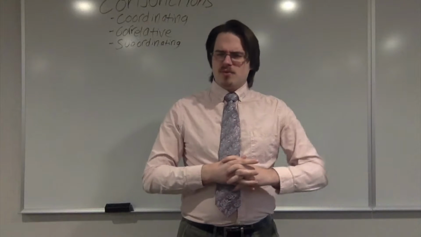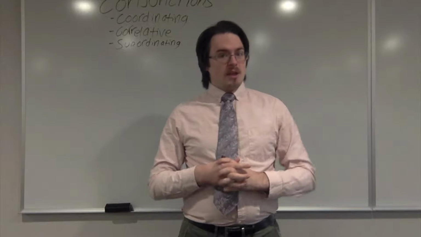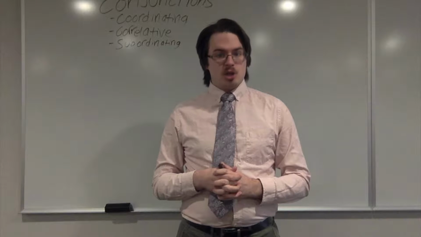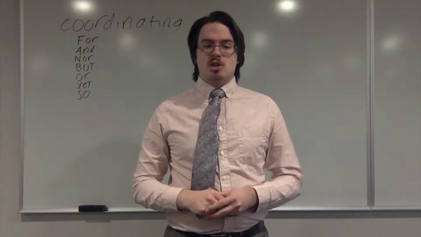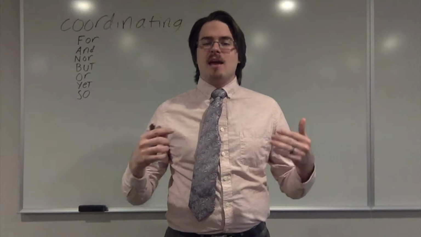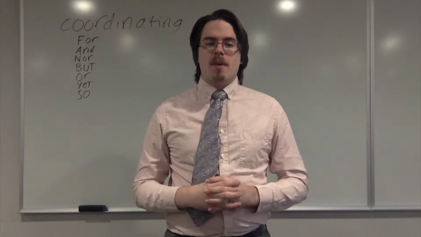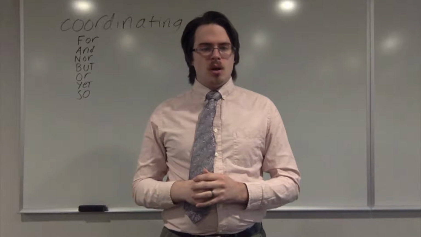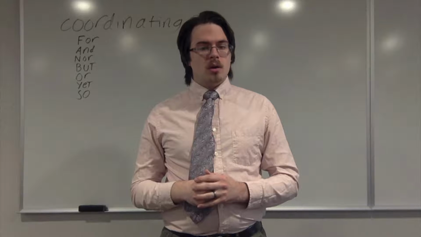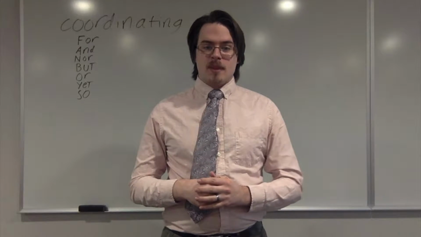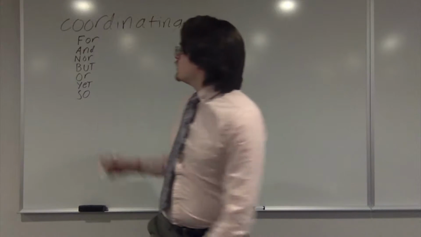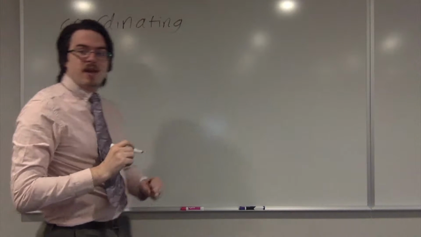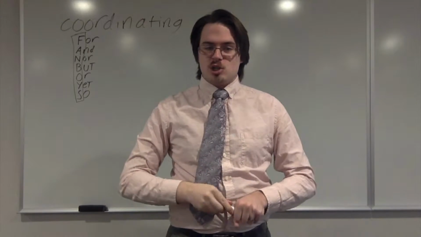There are a few different types of conjunctions, however. Coordinating conjunctions, correlative conjunctions, and subordinating conjunctions. Coordinating conjunctions are conjunctions that connect sentence elements of the same type by using words such as for, and, nor, but, or, yet, or so. You can remember the acronym FANBOYS to help you remember all of these conjunctions.